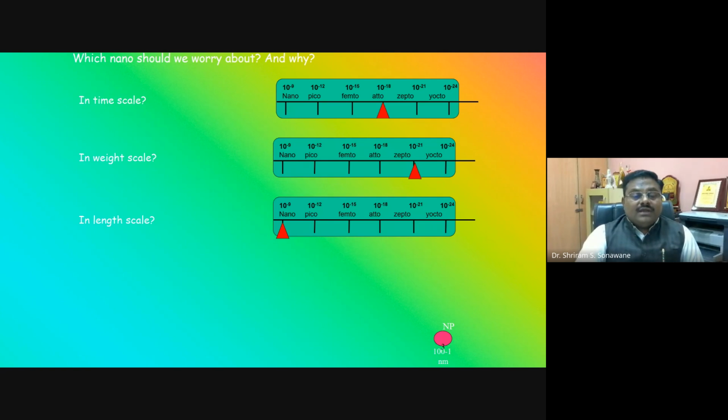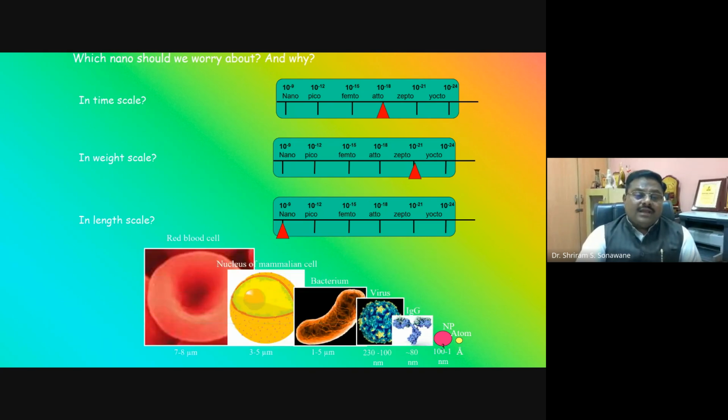Next, the atom is there in terms of angstrom, that is finer than the nano also, because it is 10 raised to minus 10 meters. Then coarser than the nano are IgG, viruses, bacteria, then some of the cells, nuclear cells, and red blood cells. If any material exists in the form of an atom, that is 10 raised to minus 10 meters. Next slide.